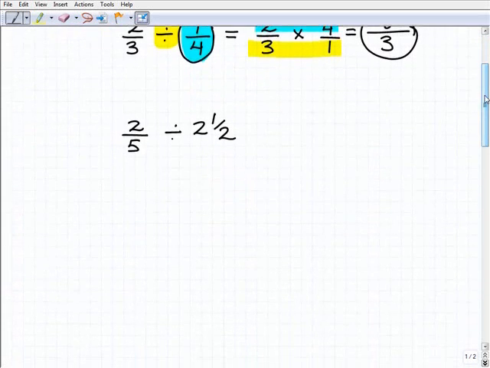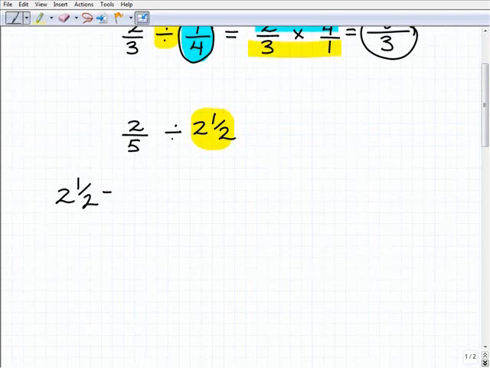Let's take a look at one other example. Here I have 2/5 divided by 2 1/2. So how do I deal with the 2 1/2? Anytime you're dealing with mixed numbers, I strongly suggest that you turn them into an improper fraction. So let's just do that off to the side. So 2 1/2, I can write that as 2 times 2, which is 4, plus 1, or 5/2. That's how you turn a mixed number, in other words, a number and a fraction, into an improper fraction. So that's 5/2.